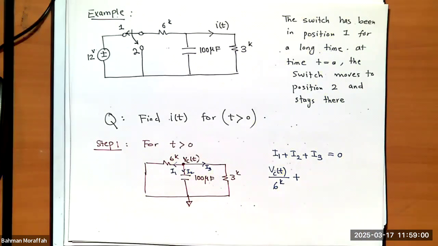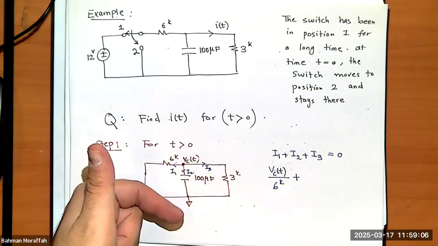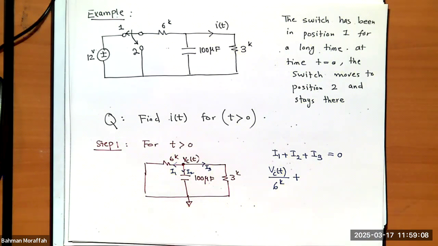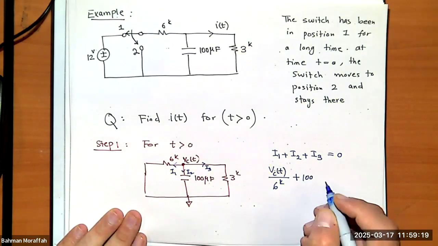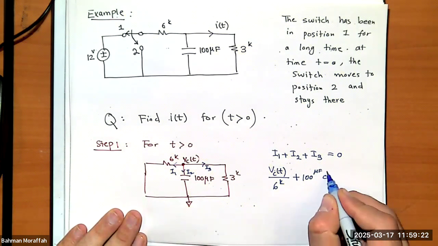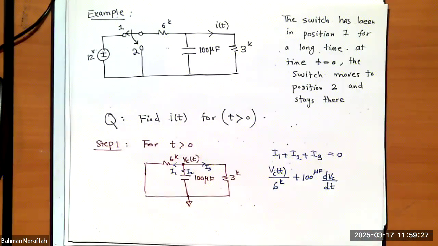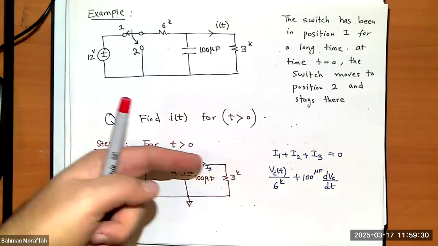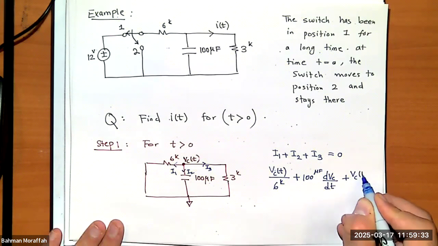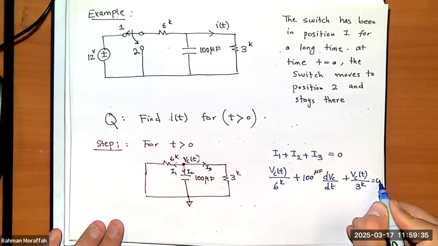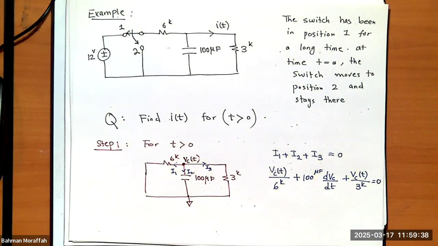What is I2? I2 is current through this capacitor. What is the relationship between I and V? I equals C dV dt. So it is 100 microfarad times dVc dt. What is I3? I3 is Vc of t divided by 3K. And that should be 0.